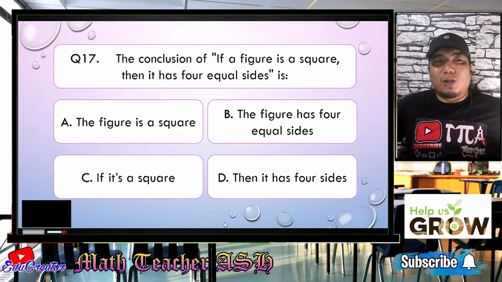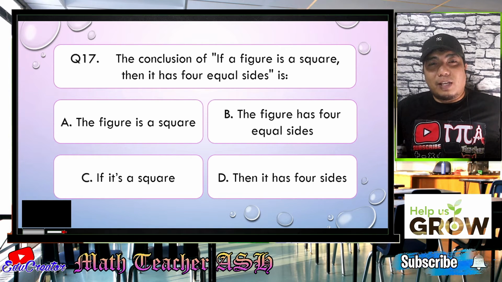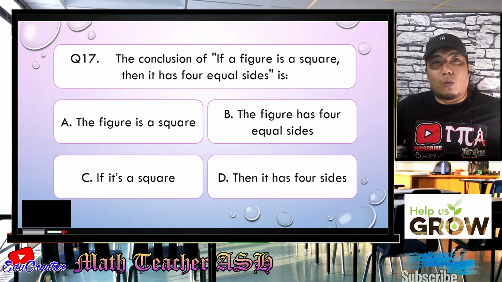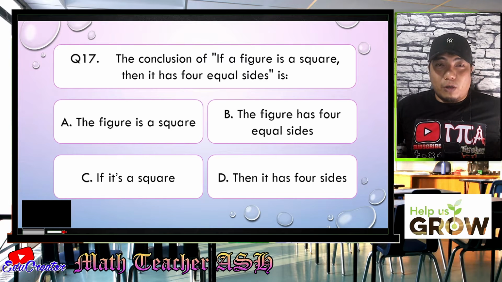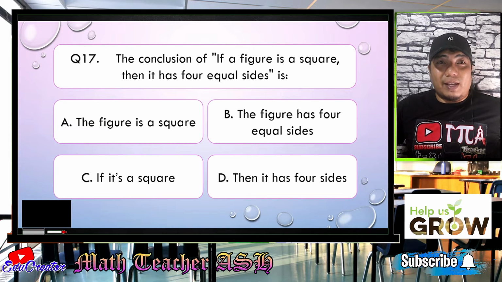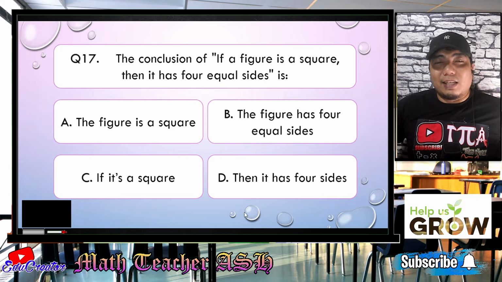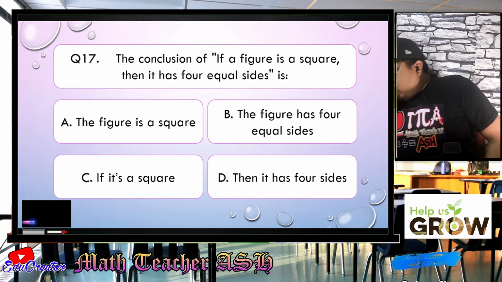All right, now let's go to question number 17. The conclusion of if a figure is a square, then it has four equal sides is A, the figure is a square. B, the figure has four equal sides. C, if it's a square. Or D, then it has four sides. I'll give you 5 seconds to think about your answer.